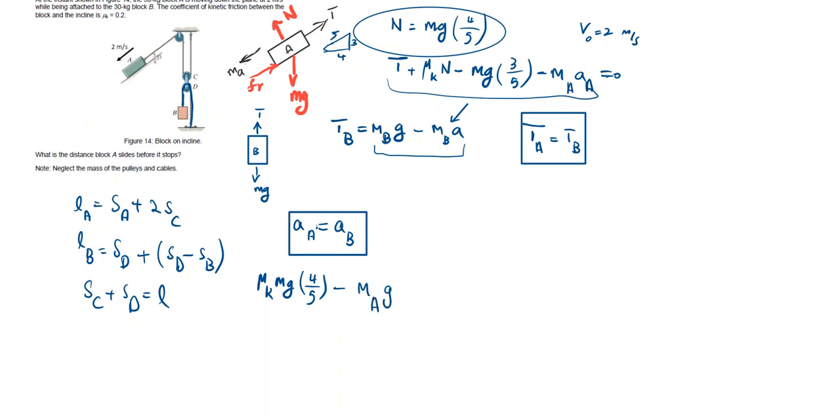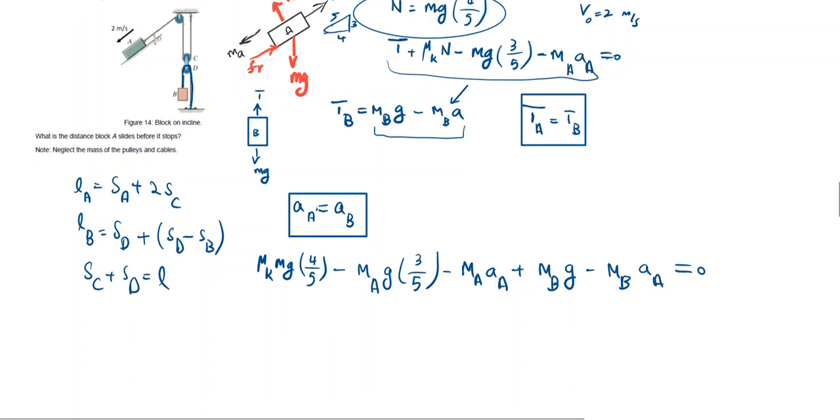Minus mass of A g times 3 on 5, minus m_A a, plus mass of B gravitational force, minus mass of B acceleration of A, is equal to 0. So I will just rearrange them.